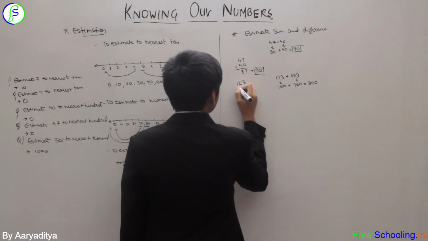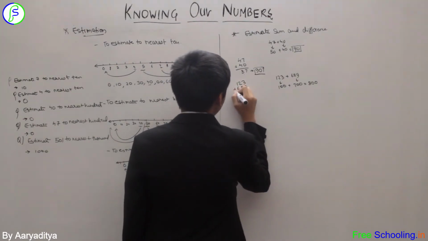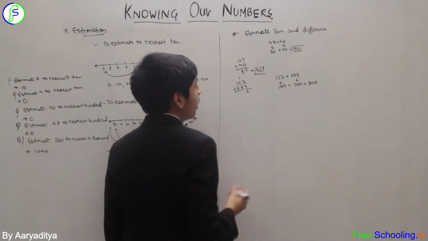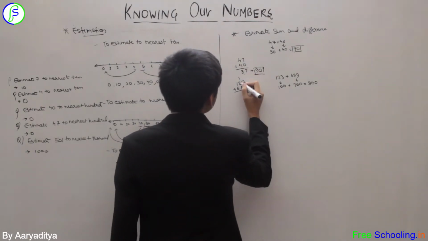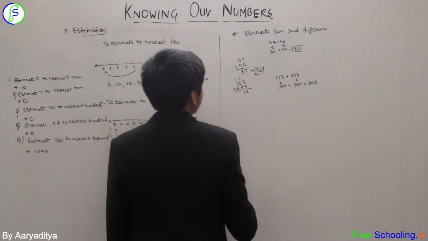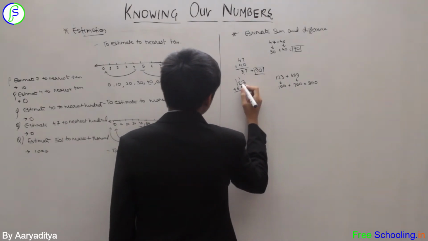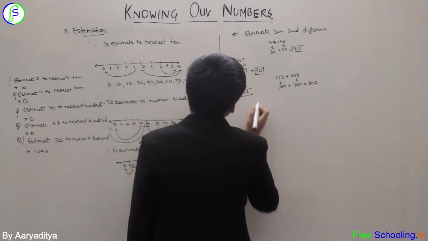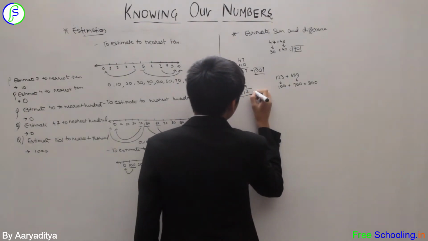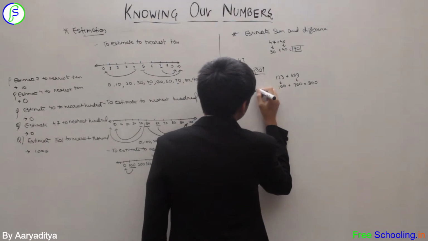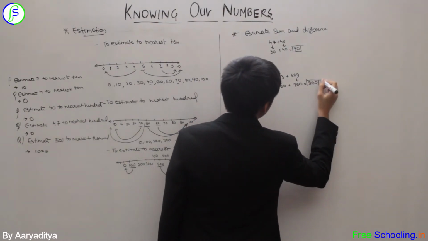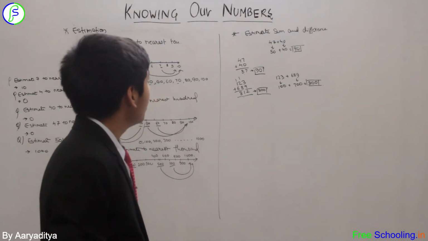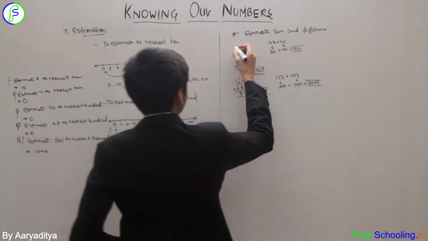What do we need to do? 123 and 689. We just need to add them both. 9 plus 3, what do we get? 2. 1 carry on. In total, we get 12. So 8 plus 2, 10, 1 carry on, 11. And again 6 plus 1 plus 1, we get 8. Rounding it off to the nearest 100, we get 800. Same as the answer that we got by estimating the two numbers individually. Hope you have understood how to estimate sum. This one is for the sum.